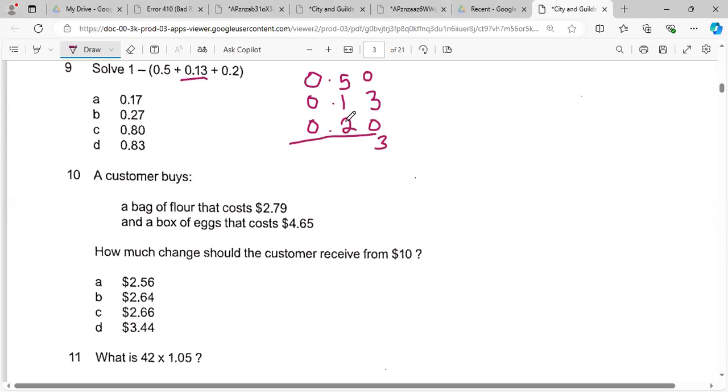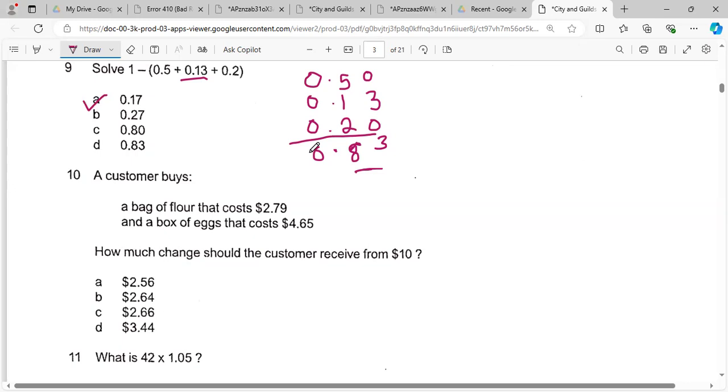0 plus 3, 3, 2 and 1, 3, and that 8. So this should be 8. So this is 0. Alright, so we're gonna take away 0.83 from 1. So we can see that it'll be 0.17, right?